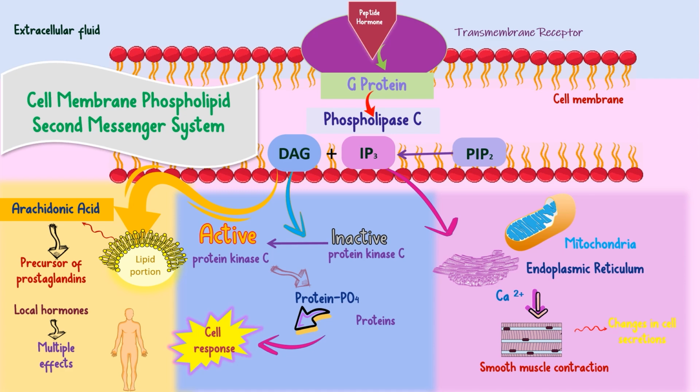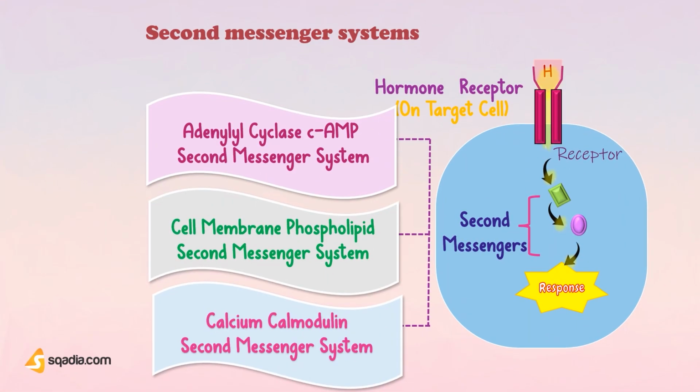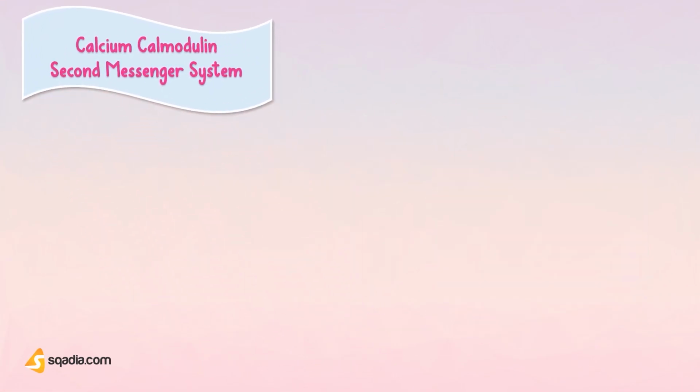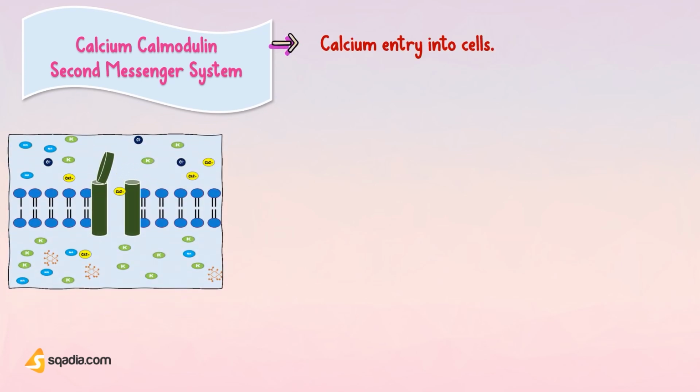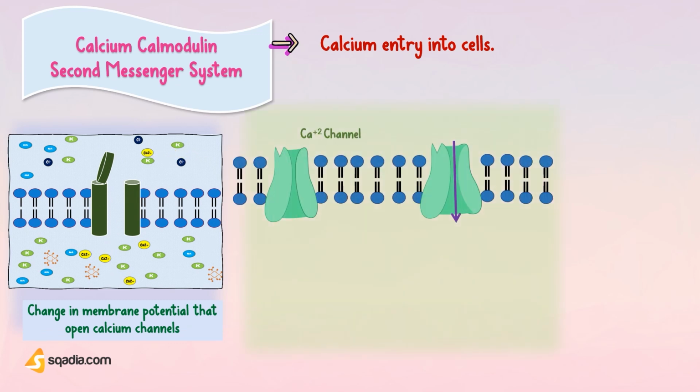Now moving forward toward the calcium-calmodulin second messenger system. The second messenger system operates in response to the entry of calcium into the cells. Calcium entry may be initiated in two ways. One is changes in membrane potential that open calcium channels. The other way is when a hormone interacts with membrane receptors, which then opens calcium channels.